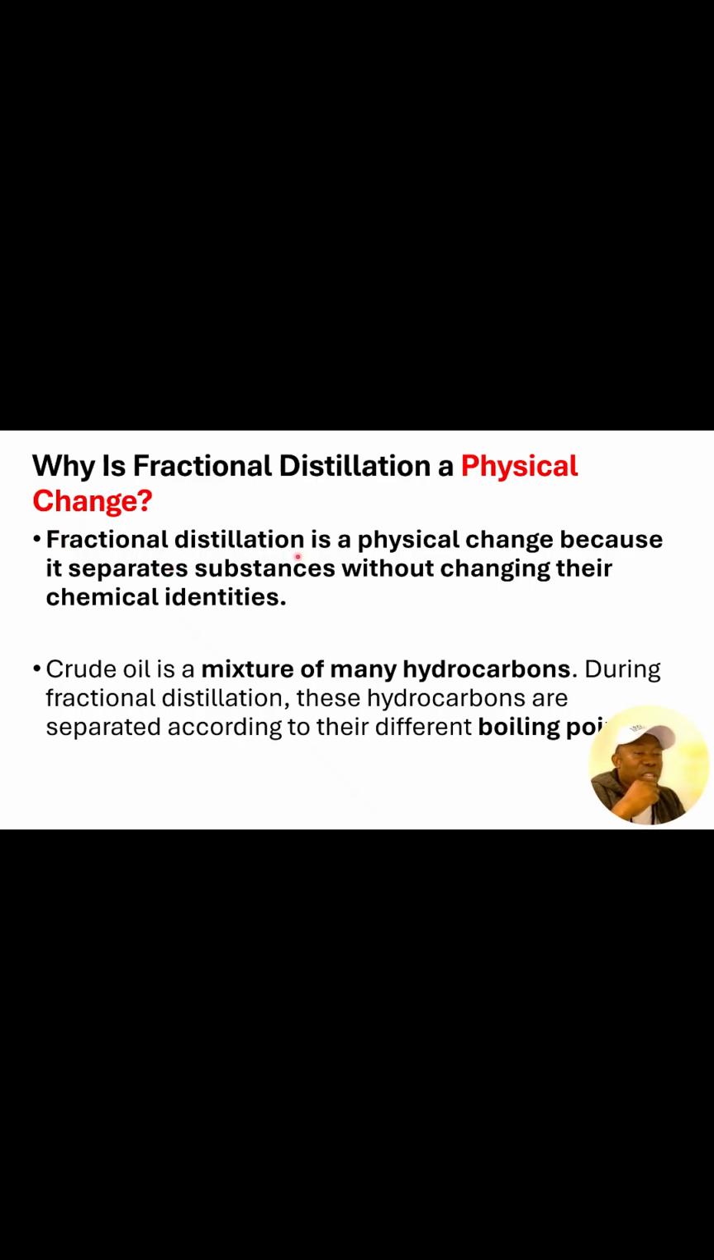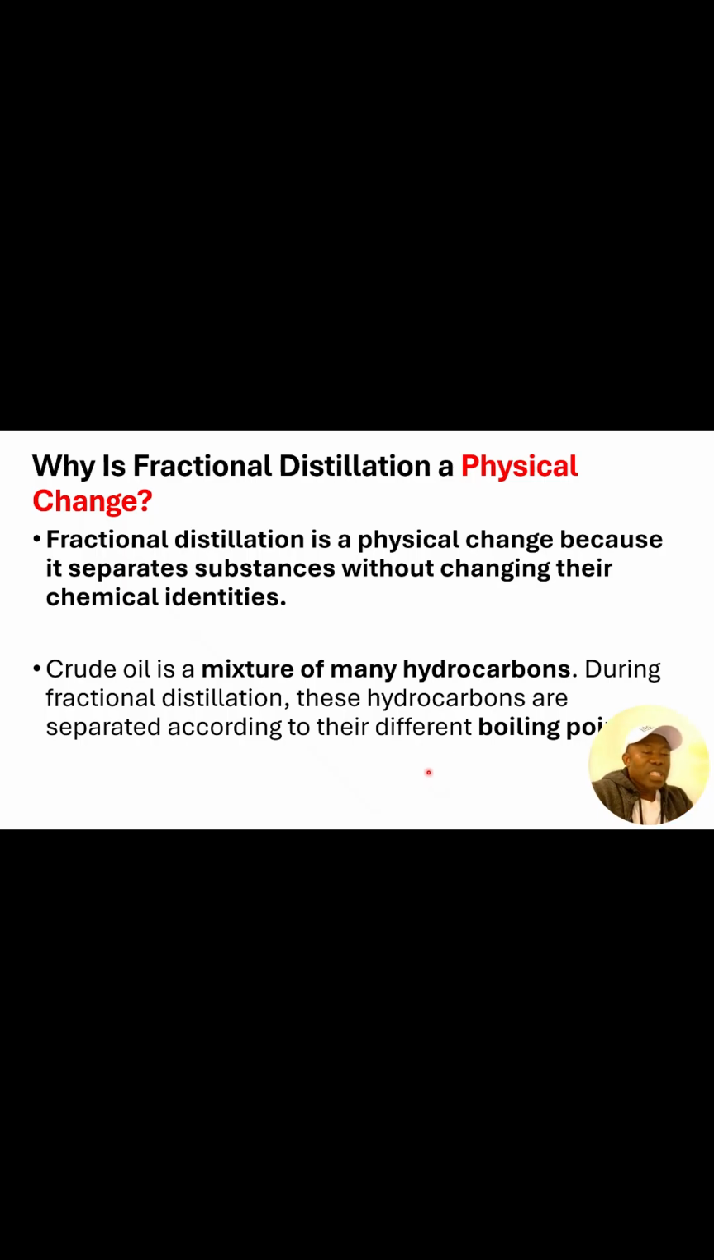So fractional distillation is a physical change because it separates substances without changing their chemical identities or chemical formulas. They are all hydrocarbons; the identity is the same. Crude oil is a mixture of many hydrocarbons. During fractional distillation, these hydrocarbons are separated according to their differences in boiling point. So the whole of this liquid is all hydrocarbons, making it a physical change. No new substances are formed.